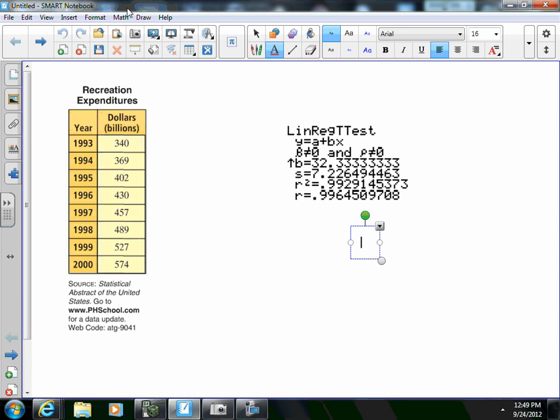So this question asks me to use a graphing calculator to find the equation of the line of best fit, and that would be Y equals 32.3, whatever that was, minus 2000. It also says what's the correlation coefficient. Well, the correlation coefficient is 0.996. And that's how to plot your data and find the equation of the line of best fit and the correlation coefficient.